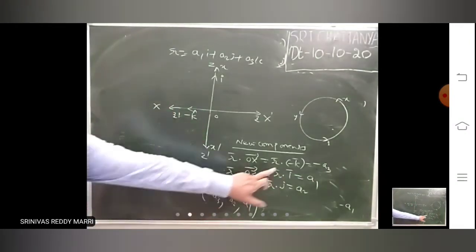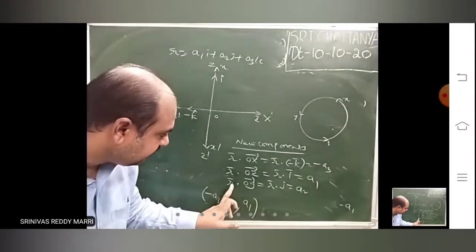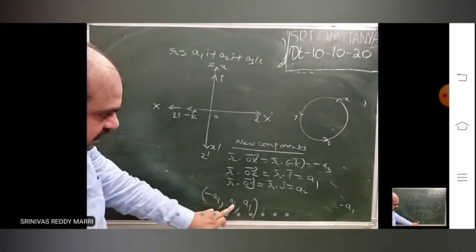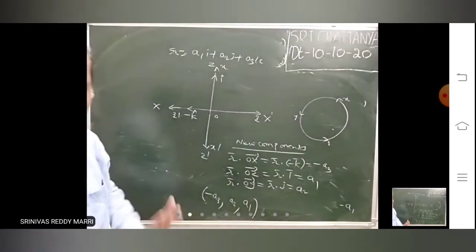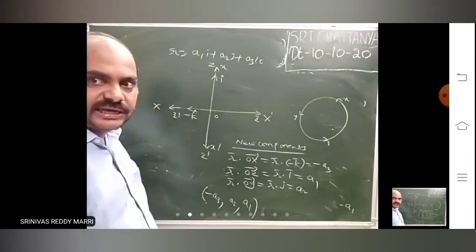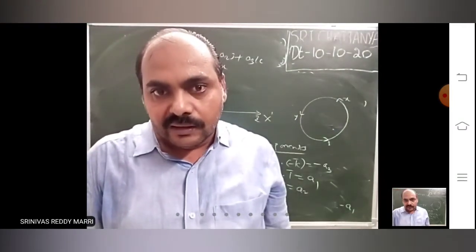So minus A3 is this along the x-axis. The y-axis will remain the same because it is not changing, A2, right. Along the z-axis A1. This is the one. Understood now? Next, third.